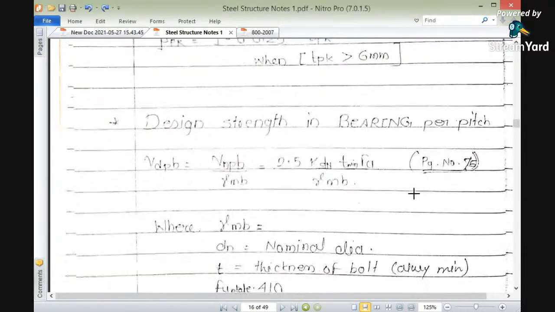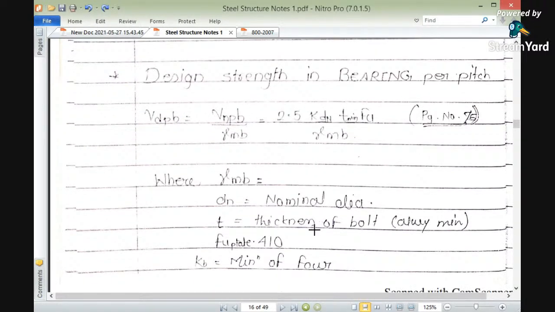I've already shown you in page number 75, design strength in bearing per pitch. So these are the design strength. FU of plate has been taken as 410. FU of plate, that is the ultimate tensile stress of plate. First, we have to find out the design strength of plate. So FU of plate is 410, that is the ultimate tensile stress of plate.